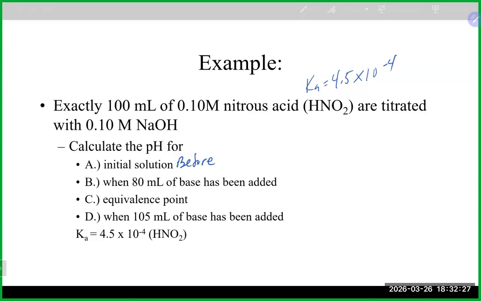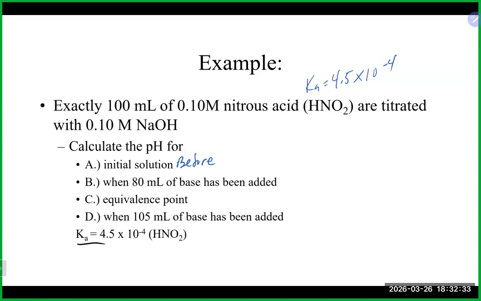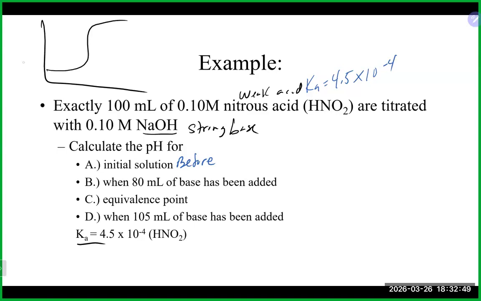All right, so obviously we're doing a titration here. Good to identify what's going on. I see a Ka value, so that's probably a weak acid, and sodium hydroxide is a strong base. So once again, we have a weak acid and a strong base: a weak acid, strong base titration. That should give us a titration curve that kind of looks like so.